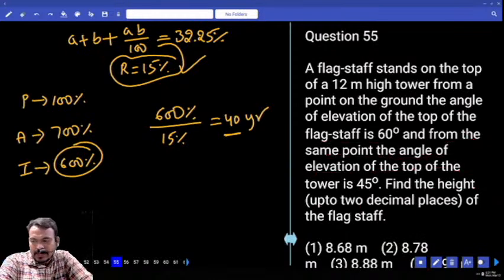Question number 55. A flagstaff stands on the top of a 12 meters high tower. From a point on the ground, the angle of elevation of the top of the flagstaff is 60 degrees. And from the same point, the angle of elevation of the top of the tower is 45 degrees. Find the height of the flagstaff.